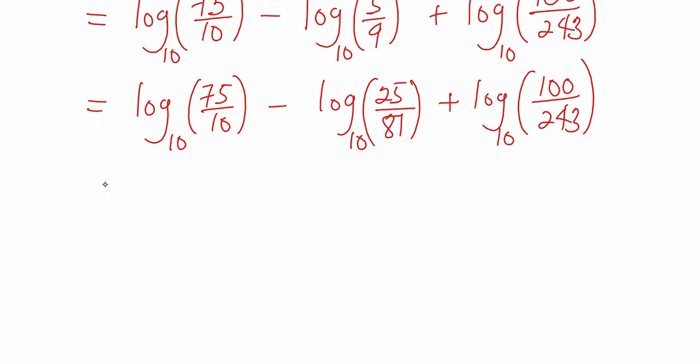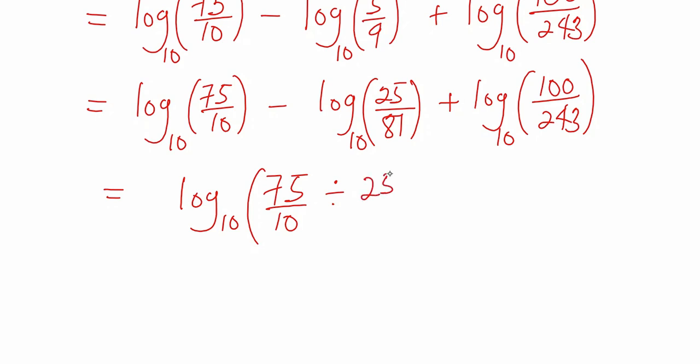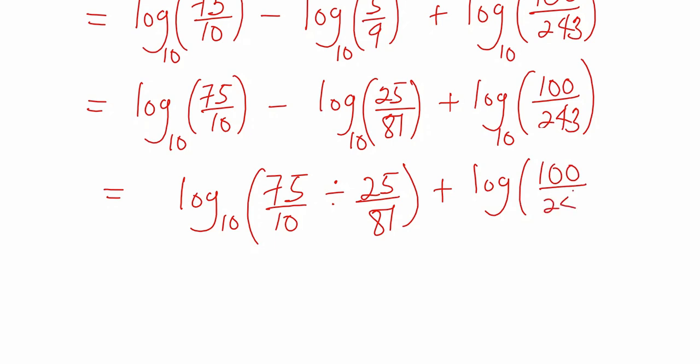Now we have been able to simplify it, so we can write these as a single logarithm. Since they all have the same base, we have logarithm to the base 10. Now the first two terms are subtracting, so writing as a single logarithm, we are going to divide. That is 75 out of 10 divided by 25 out of 81, and then we have that of logarithm of 100 out of 243 to the base 10.